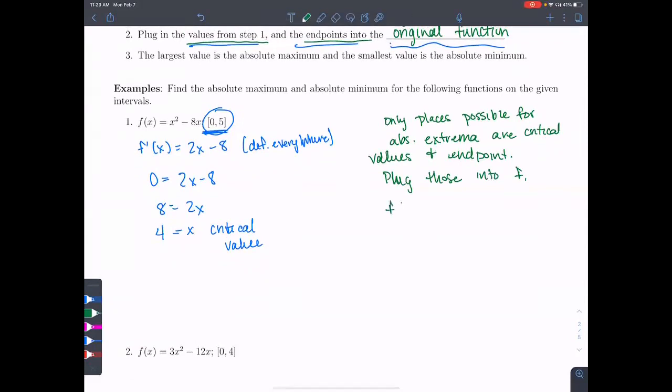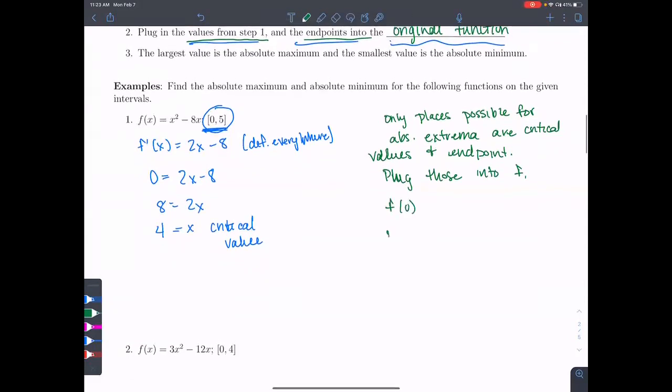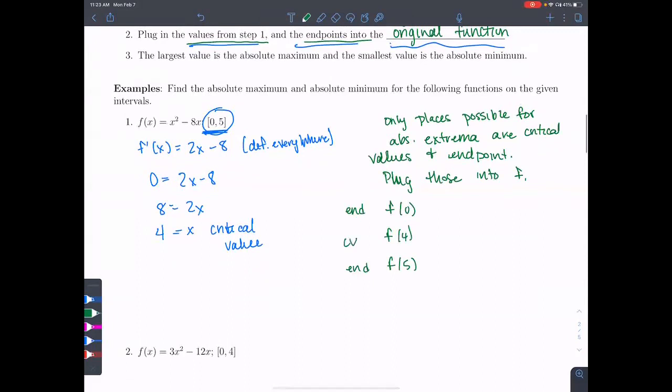So we have f of the first endpoint, that's 0, f of our critical value, that's 4, and then f of 5, our other endpoint. Going back to the original function, f of 0 is 0 squared minus 8 times 0, which is 0. Plug in 4, we get 4 squared minus 8 times 4, that's 16 minus 32, so negative 16. Plug in 5, 5 squared is 25 minus 8 times 5, which is 40, that's negative 15.